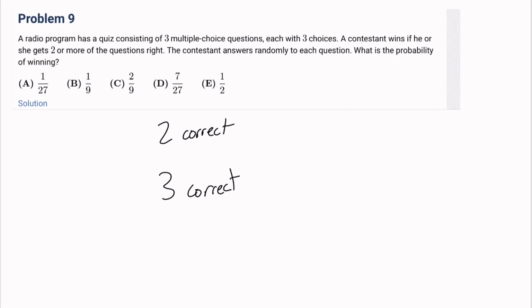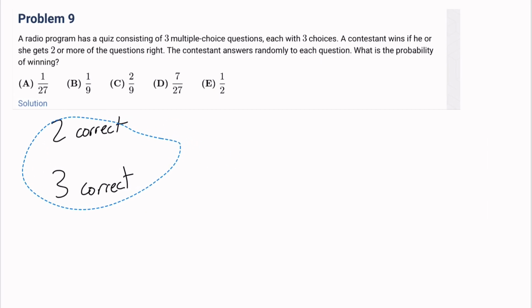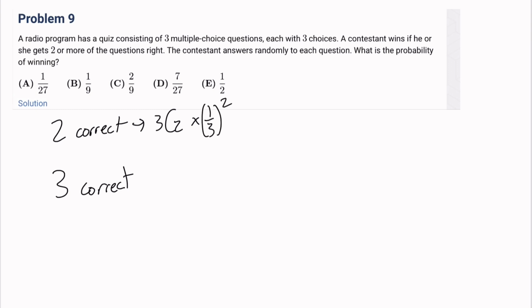So if the contestant gets 2 correct, let's look at that first. Then that means 3 choose 2. So choose which ones to get right, and multiply by 3 choices. So 1/3 squared for the correct ones times 2/3 for the incorrect one.